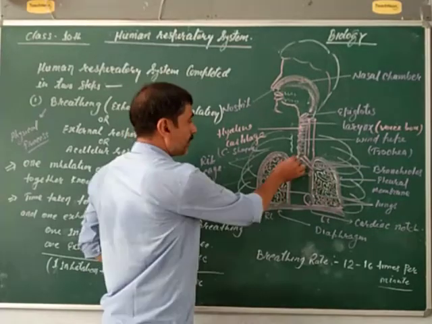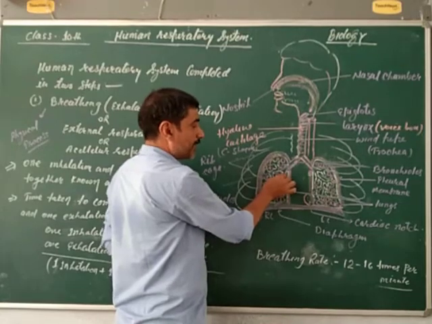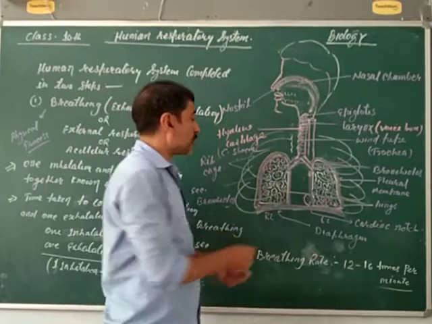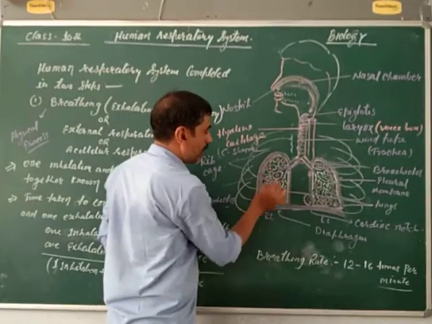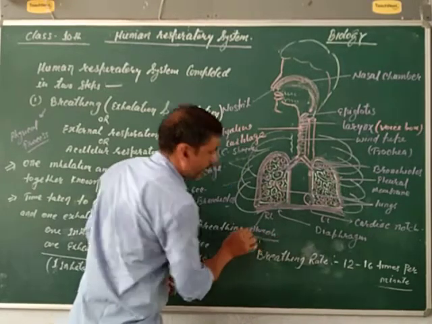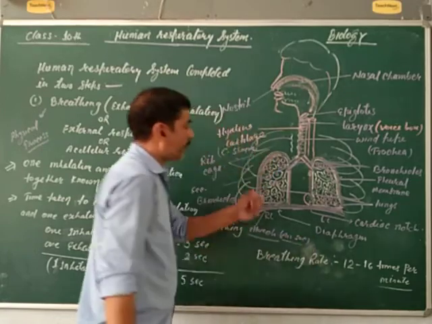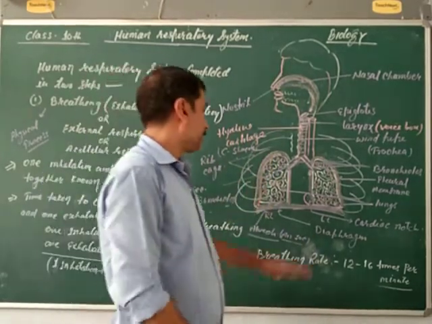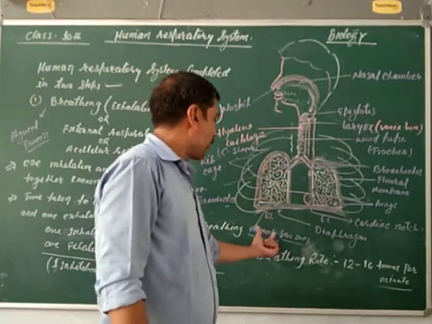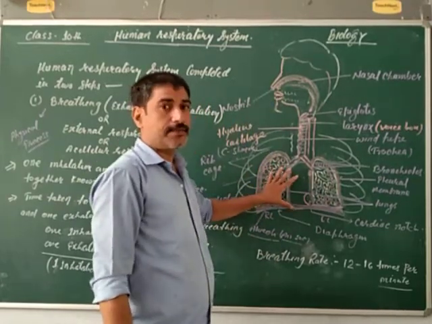Now these bronchioles rebranch again, and the secondary bronchioles divide into tertiary bronchioles, and finally they open into a sac-like structure. This is known as the alveoli, or air sac. This is the air sac where the air comes and fills. We call this air sac the alveoli, where the incoming air is filled.